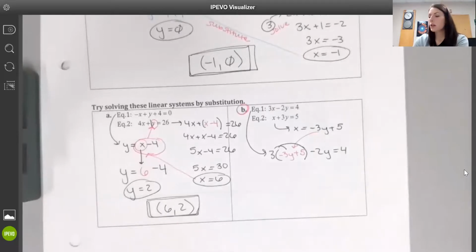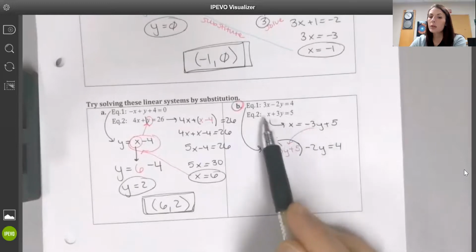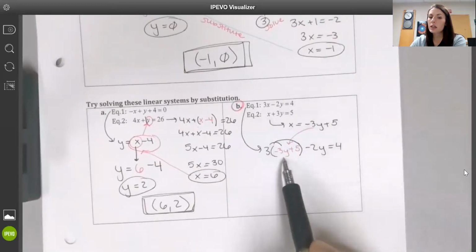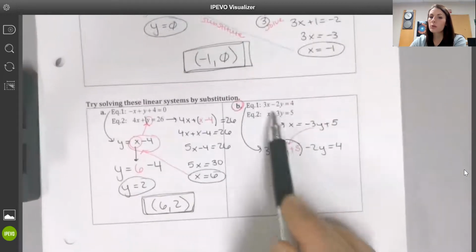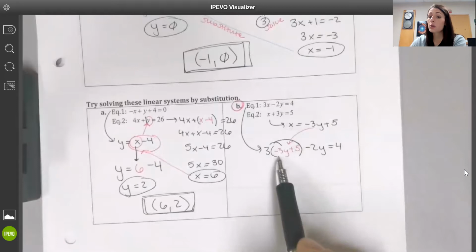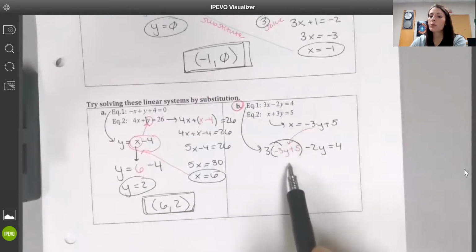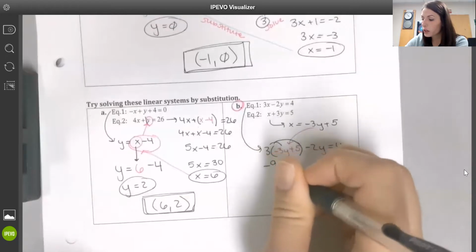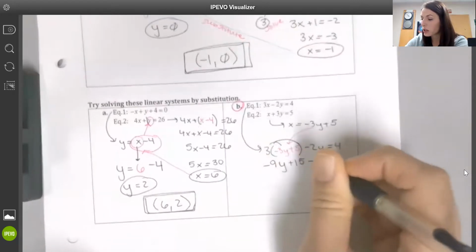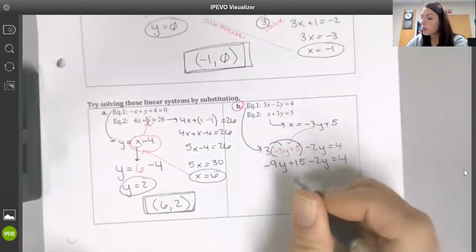Okay, so what I have here is the beginning of solving this one, where I rewrote for x, and then I substituted that in. What we want to make sure we do is distribute through. So when I substitute x into my other equation, 3x minus 2y equals 4, I need to make sure that I substitute in and have those parentheses so that that 3 will distribute through. Give me -9y plus 15 minus 2y equals 4. And now I can solve for y here.